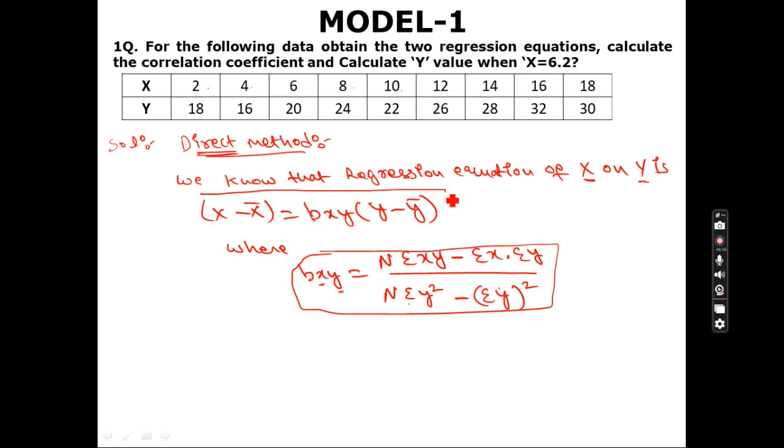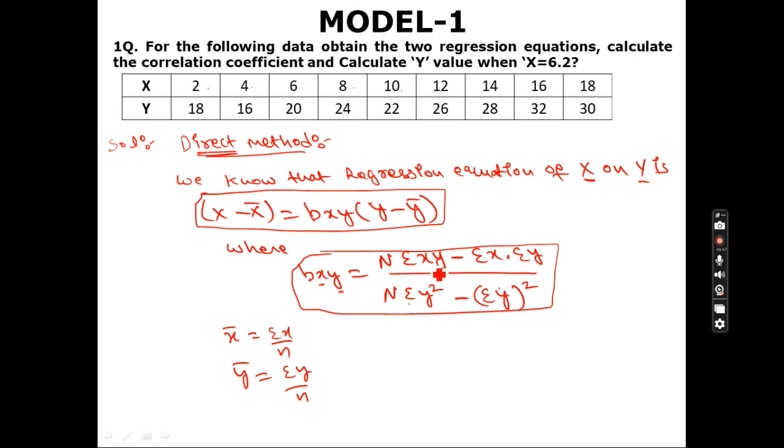So this is the equation. Whenever you are writing an equation or formula, put it in a box. This is very, very important. Next we need to calculate x bar and y bar. x bar can be evaluated using summation x by n, and y bar using summation y by n. These are the formulas you need to remember for this particular problem.